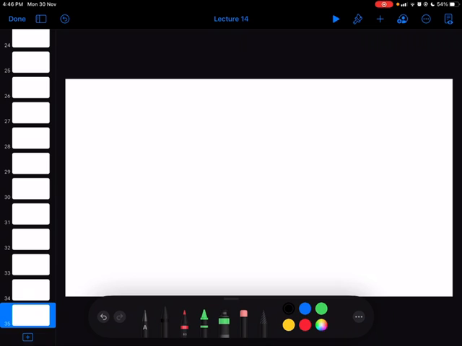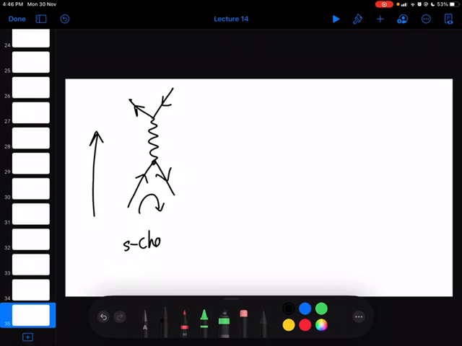So the first one would be, let's take time in this direction. Let's draw a vertex. There could be an incoming electron and an outgoing positron. That is possible because the charge line is continuous. You cannot have two incoming electrons sitting in the same vertex, coming in the same direction. Then you can have a similar thing here. This is an S-channel process.